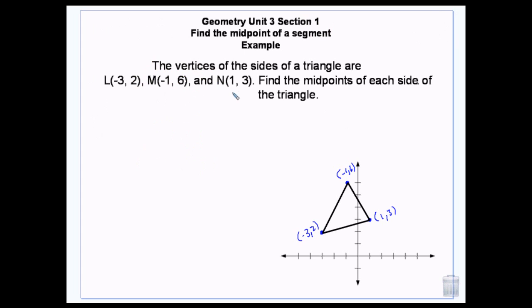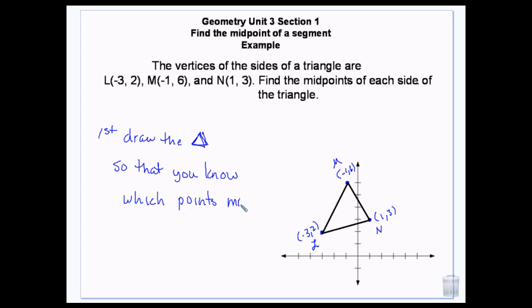Okay. So I took the vertices of this triangle, I plotted them on the coordinate plane, and I drew the triangle, and it's pretty, right? This is L, this is M, and this is N. So this is the first step. Okay, so you're going to draw the triangle first so that you know which points make the ends of each side. So this is side LM, MN, and LN.